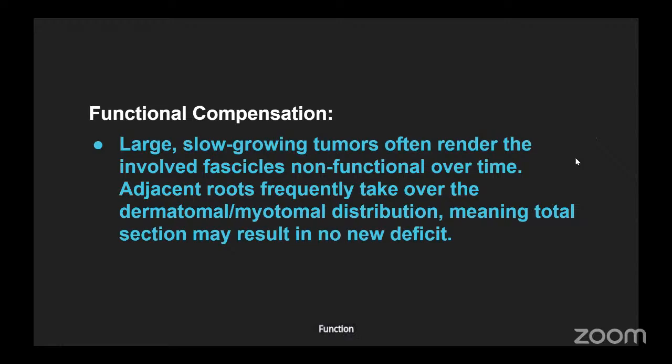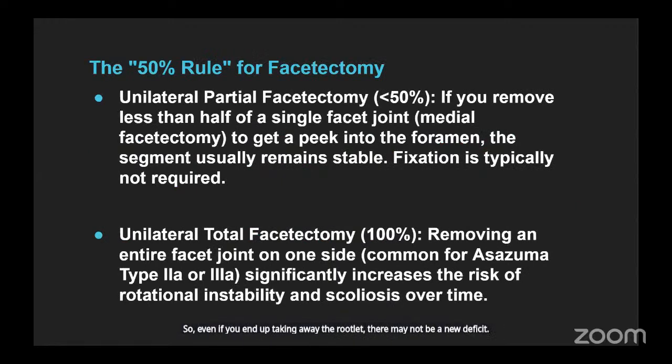Functional compensation, I have already gone through. Adjacent roots frequently take over the dermatomal and the myotomal distribution. So even if you end up taking away the rootlet, there may not be a new deficit.